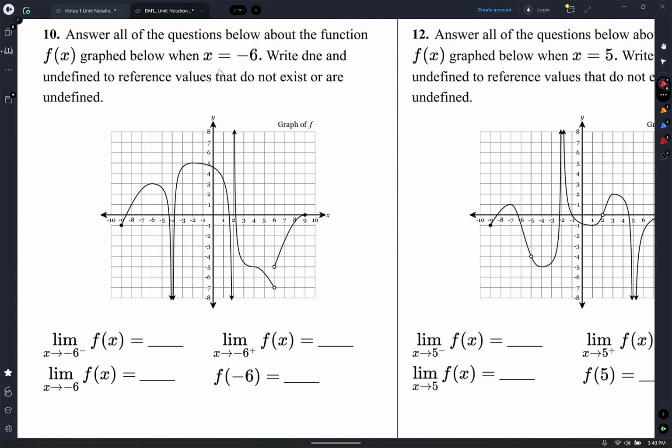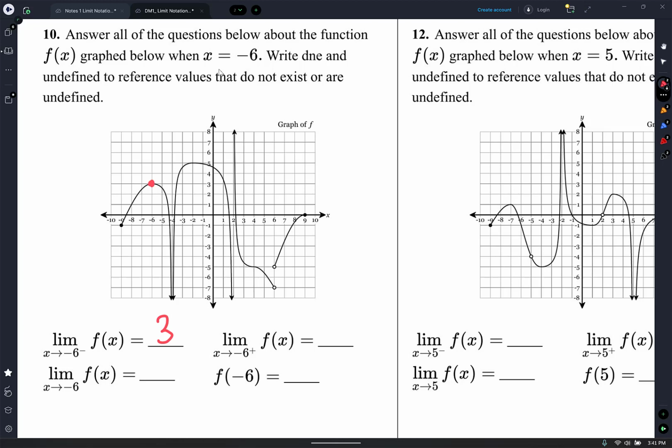It says, answer all of the questions below about the function f of x graph below when x equals -6. Write DNE and undefined to reference values that do not exist or are undefined. All right, here we go. Ready? Limit as x approaches -6 from the left. So I go to -6. If I approach -6 from the left, it looks like it is 3. Now I'm going left to right, so I'm going to the right one now.